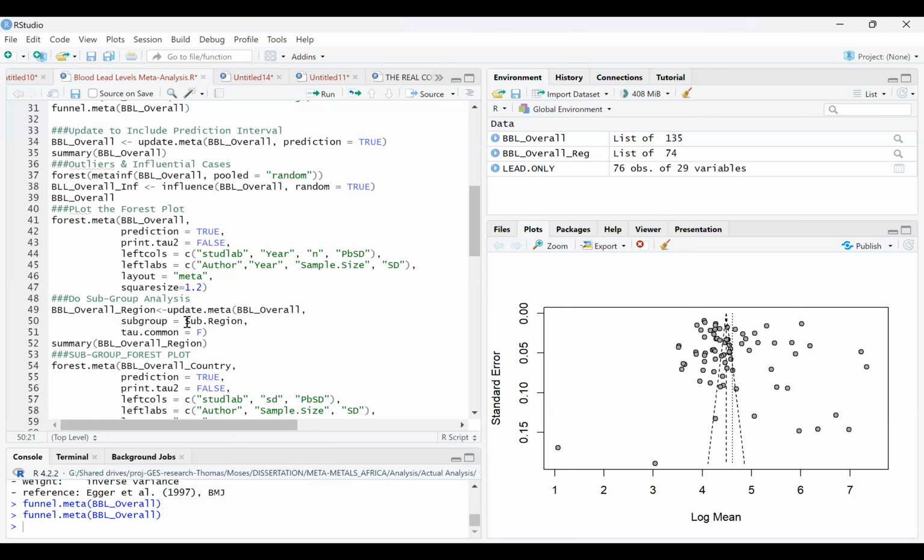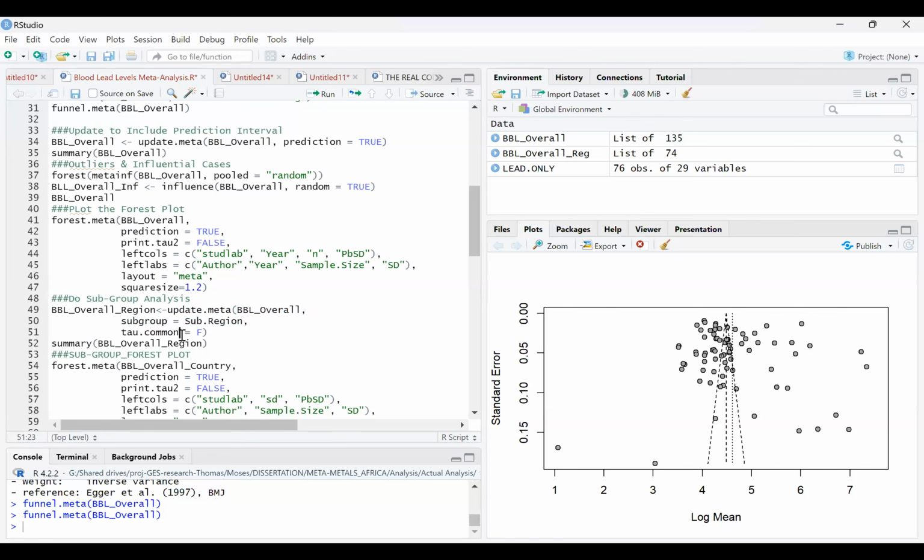And in the subgroup, what are you going to run your subgroup on? I'm going to do the subgroup on subregion, whether the study is coming from West Africa, East Africa, North Africa, wherever it's coming from. And I'm going to say that the tau common F, which means that I'm not going to use fixed effect in pooling my tau squared or our true variances. I'm going to use random effect.